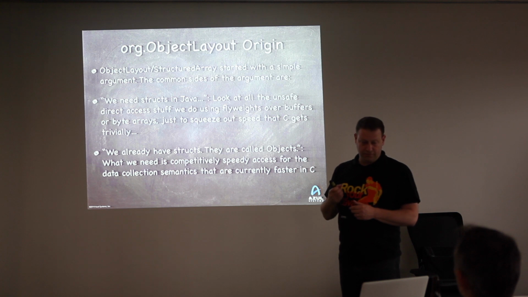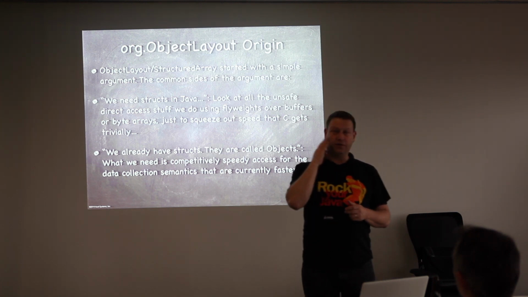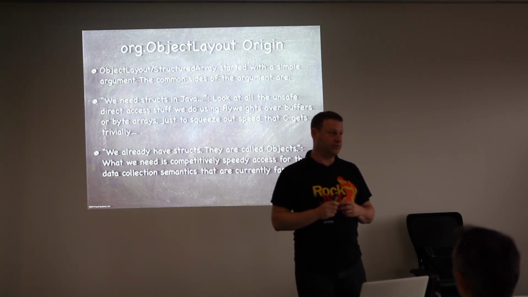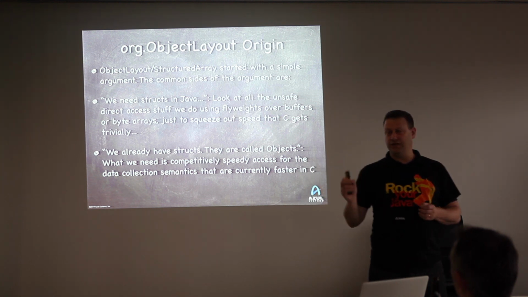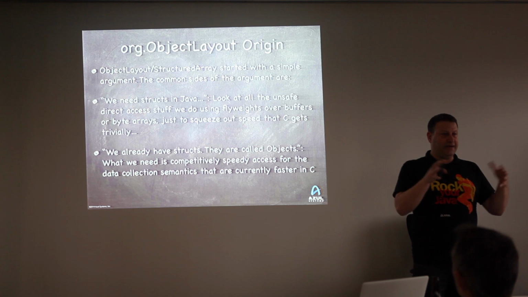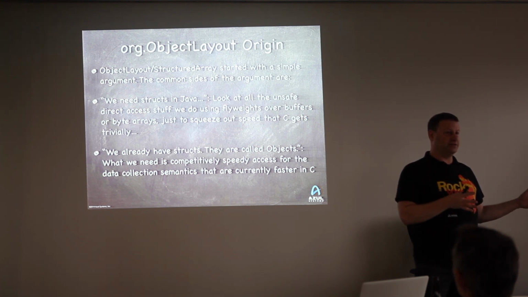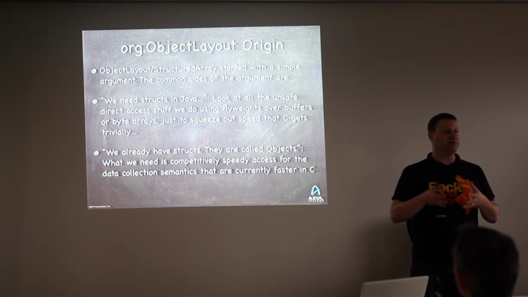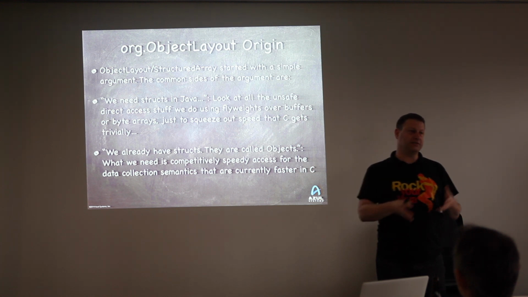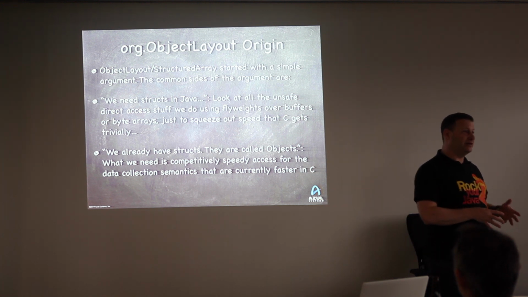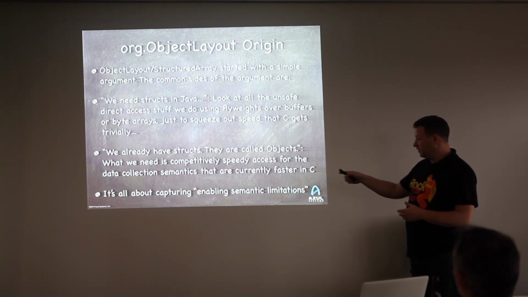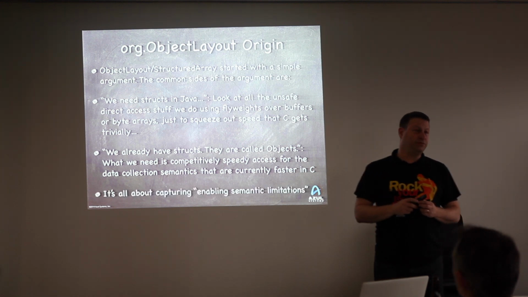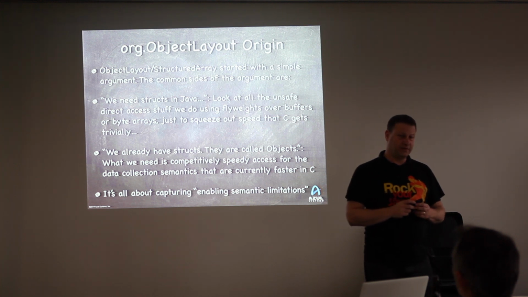The counter-argument was, we don't need structs, we already have structs. They're called objects. They're perfectly fine. What we're missing is semantics that capture the thing that allows us to go fast. Why is it that Java objects can't go fast, and what is it fundamental about the structs that makes them able to go faster? And we focused on that and looked for what I call the enabling semantic limitations.